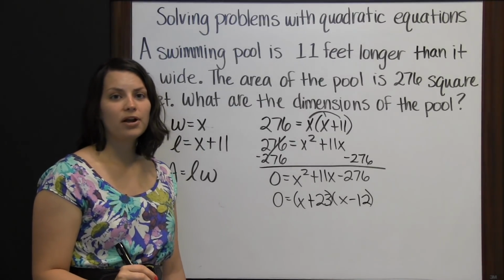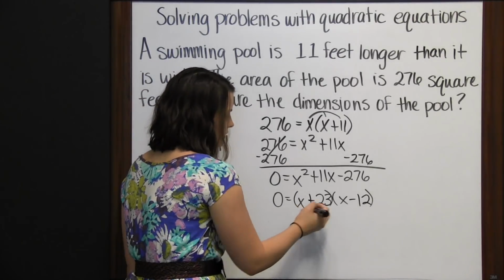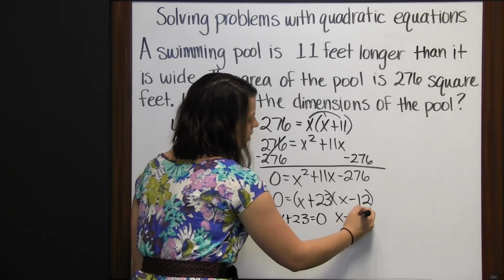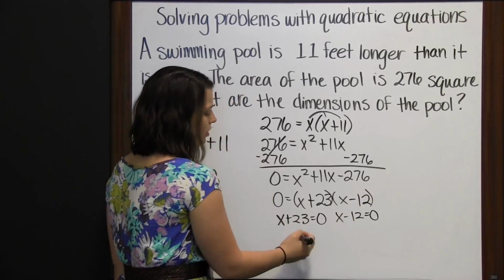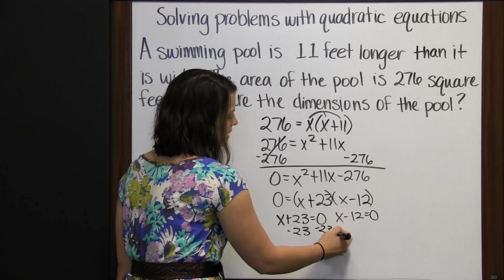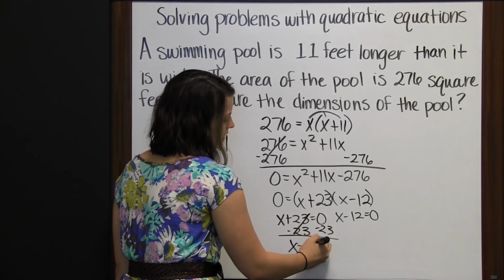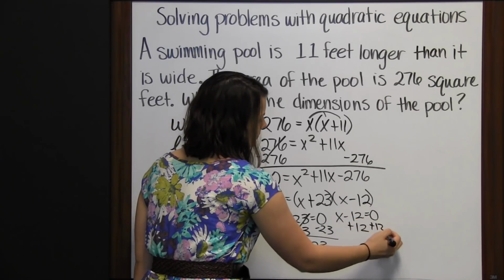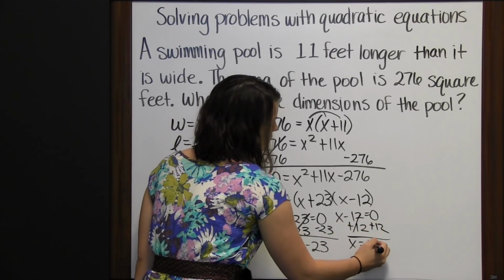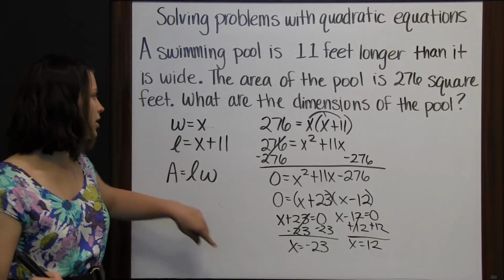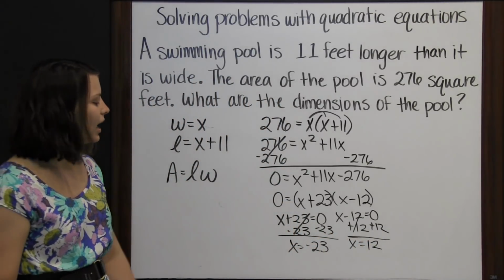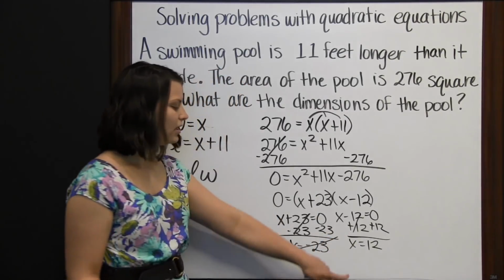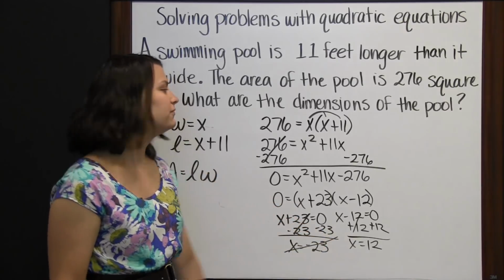Now we can use the zero product property to solve for x. So x plus 23 equals 0, and x minus 12 equals 0. To solve for x here, we subtract 23 from both sides, and x equals negative 23. To solve for x here, we add 12 to both sides, and x equals 12. Now, if you'll remember, x was our width. And it doesn't make sense for our width to be negative, so this answer is out. Which means our width is 12 feet.